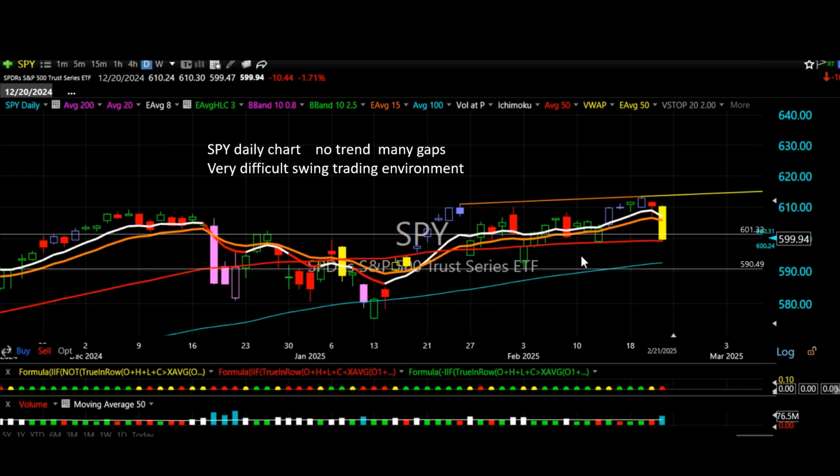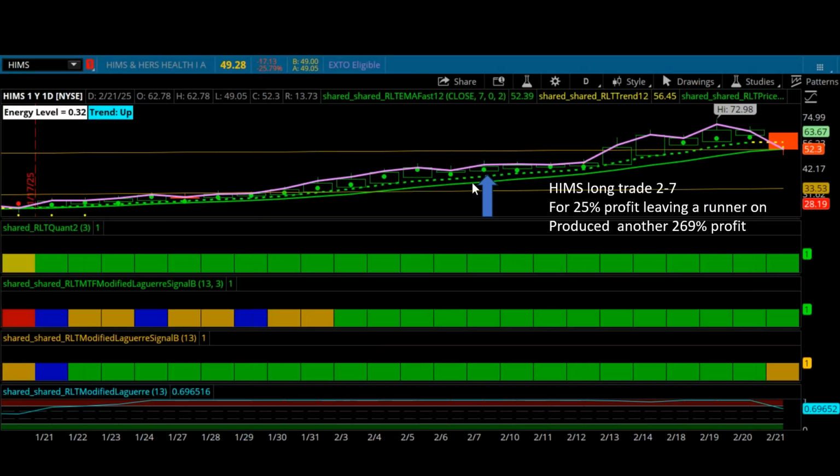But this is the problem, and it's important to understand that. Okay, so this was a trade we took in HIMS back on the 7th of February. I took it right here. Notice the green candles on the daily chart. This is a daily chart. We took it right here.